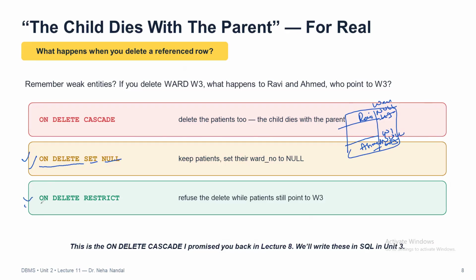Then third one. Third one is what? On delete restrict. Here it is a restriction form. Refuse the delete while patients still point to W3. That means until you apply this, it will not allow you to delete the data, because the foreign key is still existing in your database. Correct. Great. So this is the on delete cascade that I discussed earlier in one of our previous lectures, and we'll be utilizing it in our SQL queries. So that is the thing. Let's move further now.